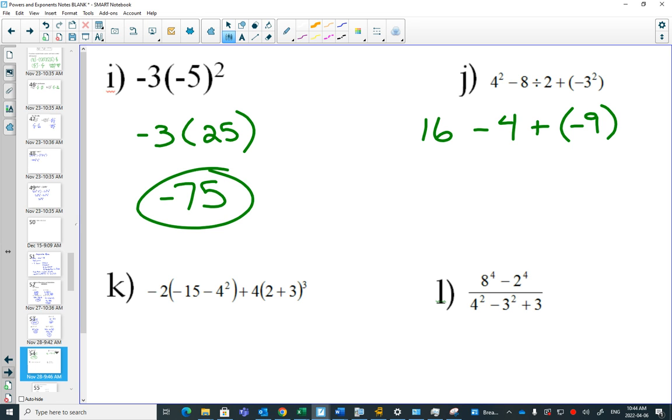So order of operations, I did this. That's an exponent. Then I have another power, an exponent. I did that. And then I've got dividing. I did that. Now I have just adding and subtracting. Adding and subtracting you can do all together. Okay? 16 minus 4 is 12. Plus a negative is the same as subtracting. 12 minus 9.